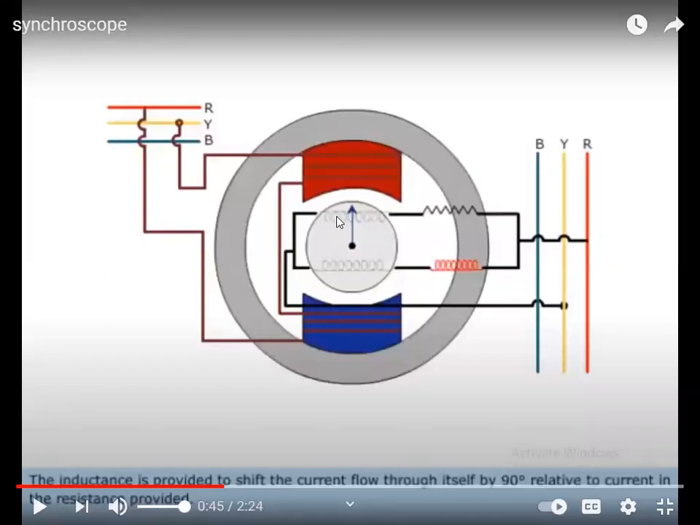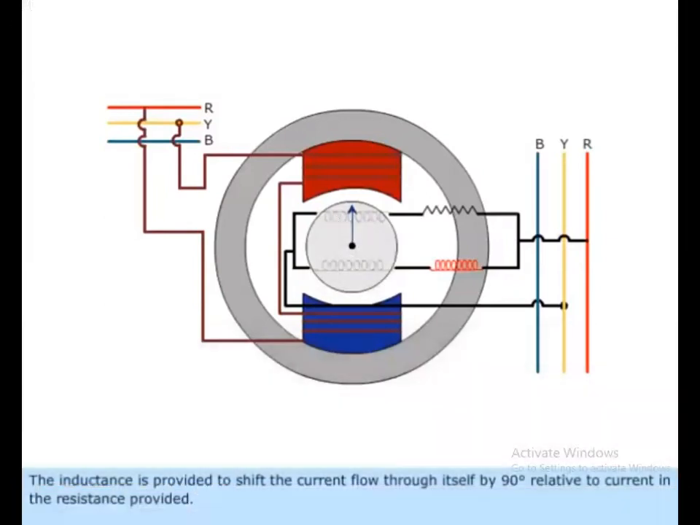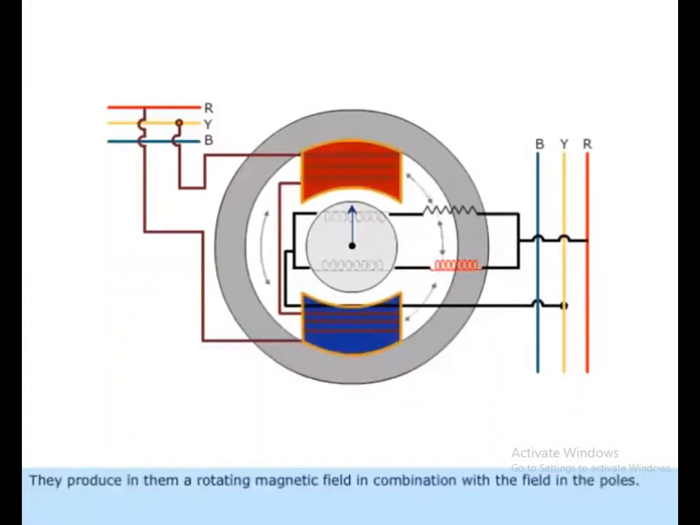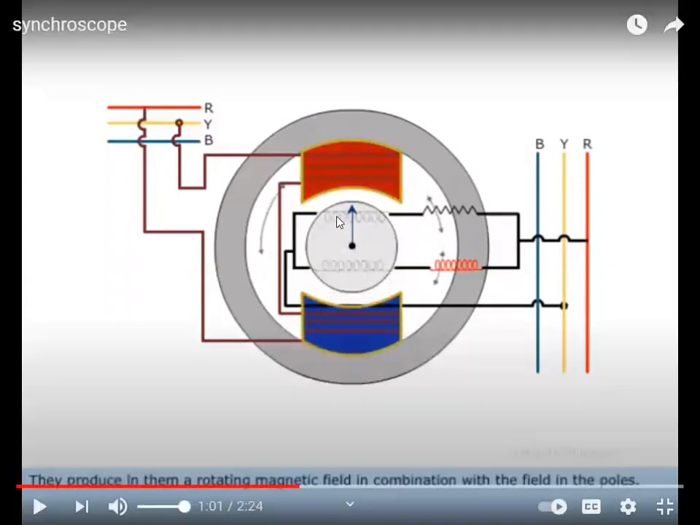By 90 degrees relative to the current in the resistance provided. So we are having again RNA. These currents are fed to the armature windings. There is a 90-degree phase difference between the currents, and they produce a rotating magnetic field in combination with them. Again, it is working as, let's say, an induction motor, AC motor.